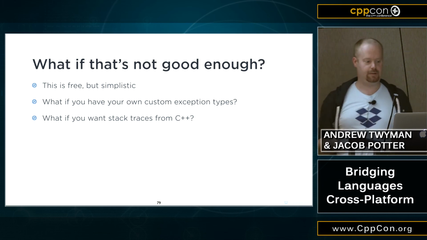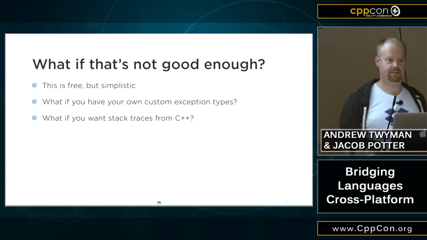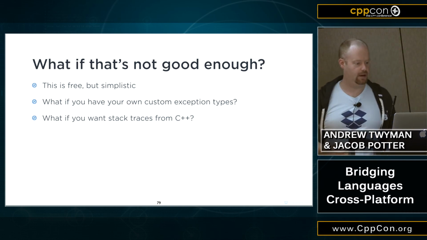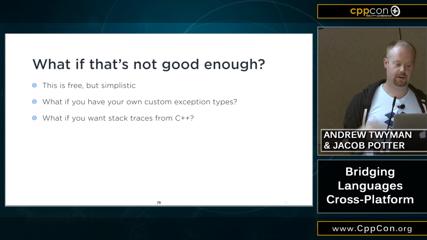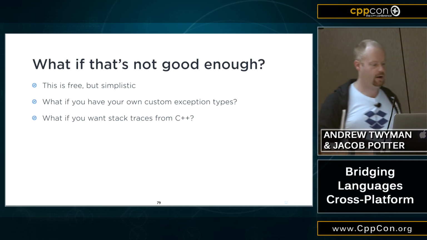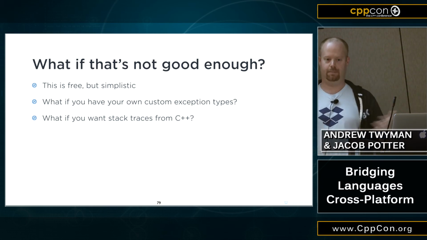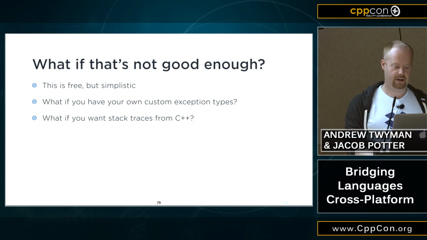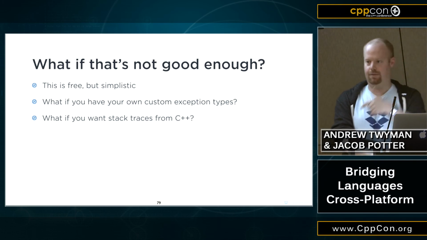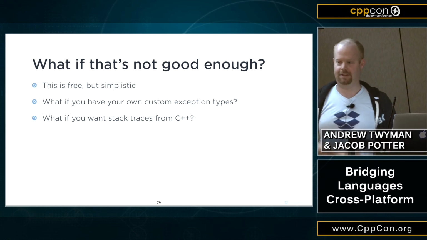So that's free, but it's a bit simplistic. What if that's not good enough for you? If you use exceptions heavily, which we do with various different exception types, you might have custom exception types that you'd really like to see thrown in your C++ code. You might have things built into your exception types like backtraces that you'd like to be able to print for debugging information. Because that Java exception, even if you propagate it through, has a very nice backtrace for the Java parts, but not for the C++ parts. That's a big, empty space in your backtrace.